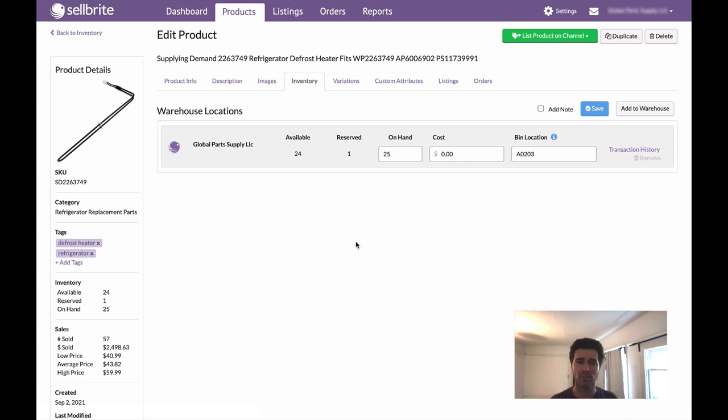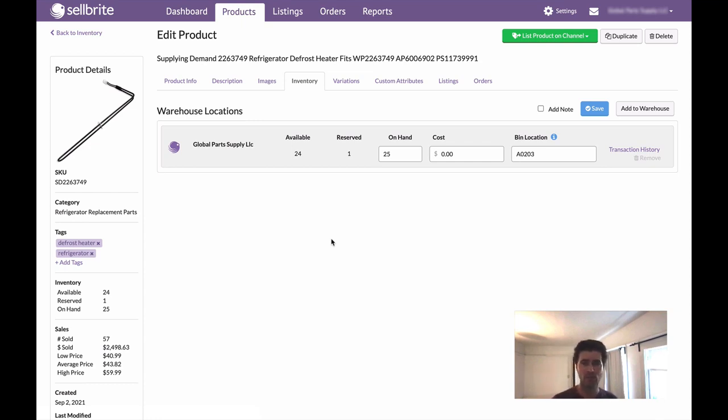Now, this particular product currently has an available quantity of 24, a reserved quantity of 1, and an on-hand quantity of 25. This is something I talk about in another Tuesday tip about the inventory states and what they mean. But just as a quick refresher, I have 24 available to sell across my marketplaces, and I have an on-hand of 25, which means I physically still have 25 on hand, and I have one that is reserved.